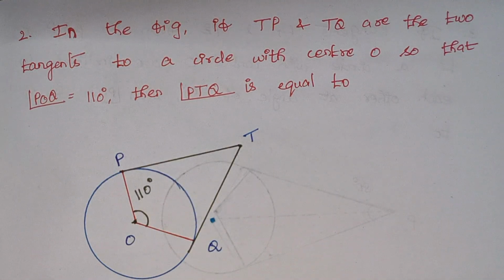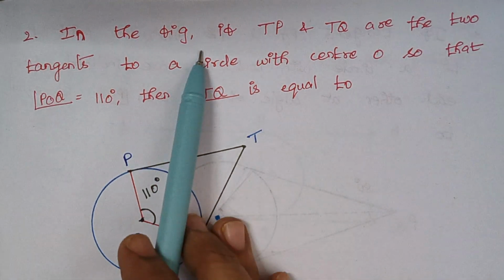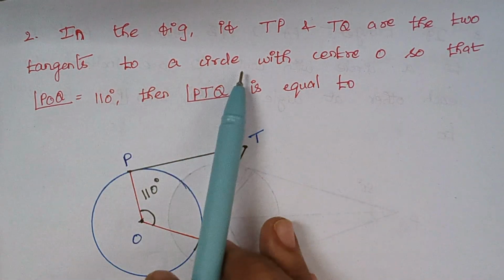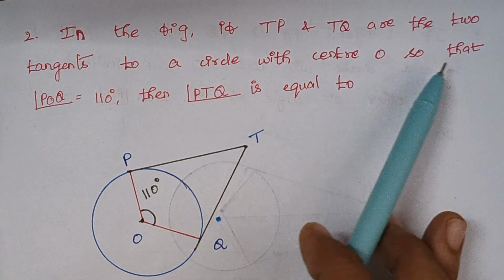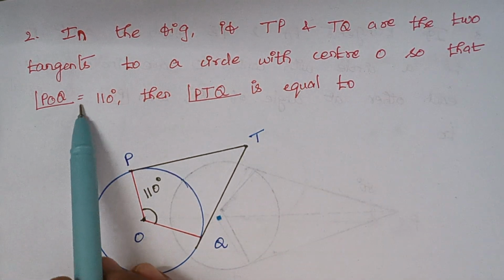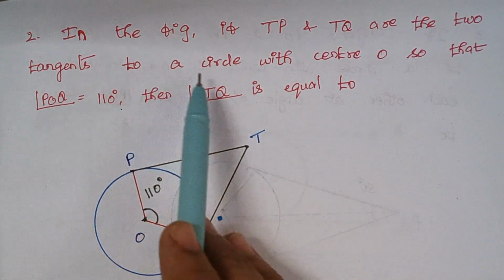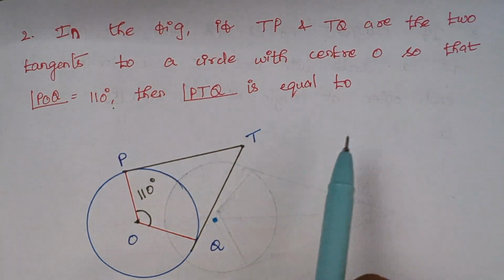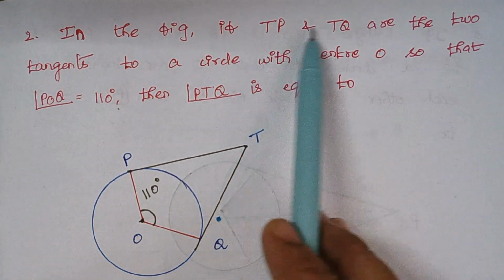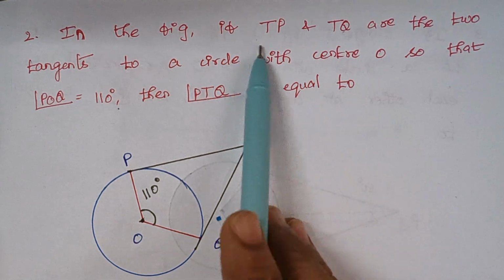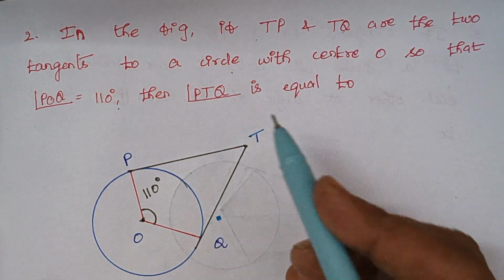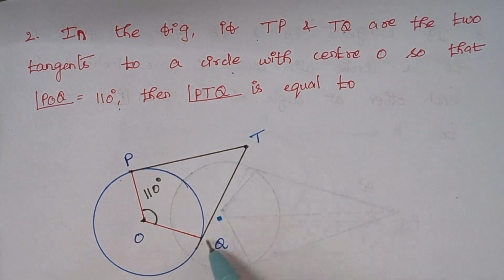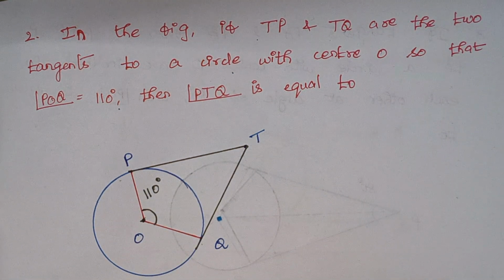So problem number 2. In the figure, if TP and TQ are the two tangents to the circle with center O, so that angle POQ is equal to 110 degrees, then angle PTQ is equal to? So here the thing is, we are having TP and TQ. These two are tangents to a circle. So this is the point T and TP and TQ are the tangents to the circle.